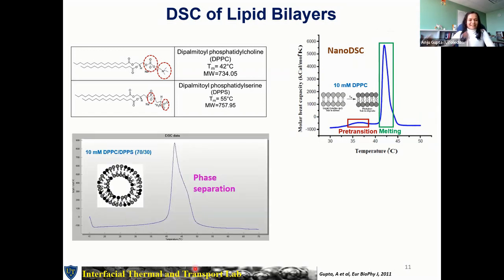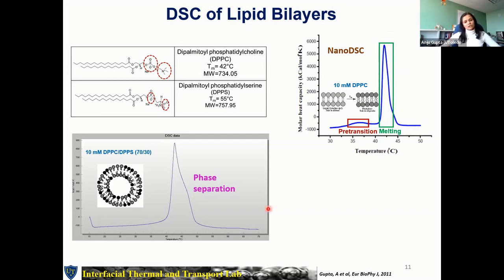This is raw data of nano DSC, and this shows the thermograph of BHJc and BHJs combined lipids. If you compare the two plots, here you see a single sharp peak because you have a uniform composition. It's all BHJc lipids, so they are all fluidizing at the same temperature.